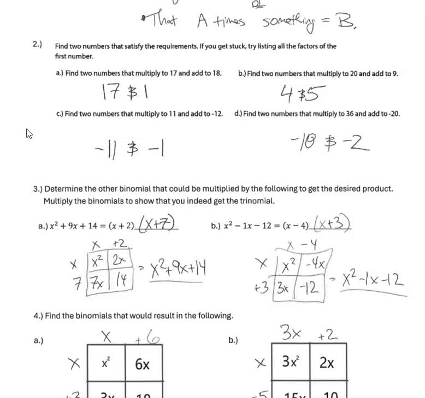The next one are going to be multiplying to get 11 and adding to get negative 12. So it's either going to be 11 and 1 or negative 11 and negative 1. And since they need to get you a negative 12, it has to be negative 11 and negative 1.